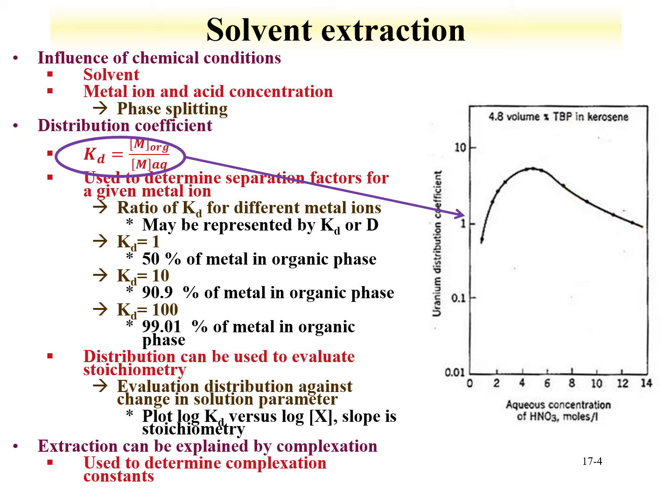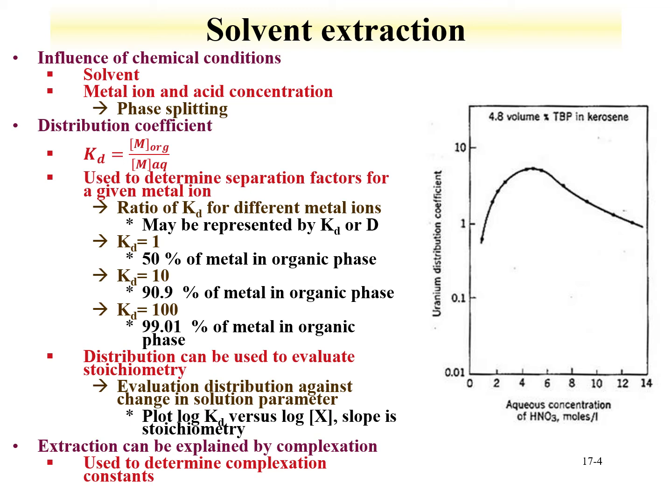Now if one looks at the distribution coefficient term, the concentration of metal in the organic phase divided by the concentration of metal in the aqueous phase, we see that if we're at 1, a 50-50 mixture, then 50% of the metal ion winds up going to the organic phase.